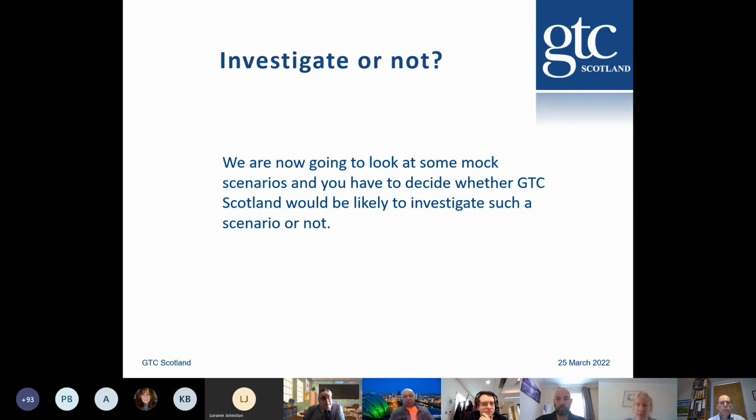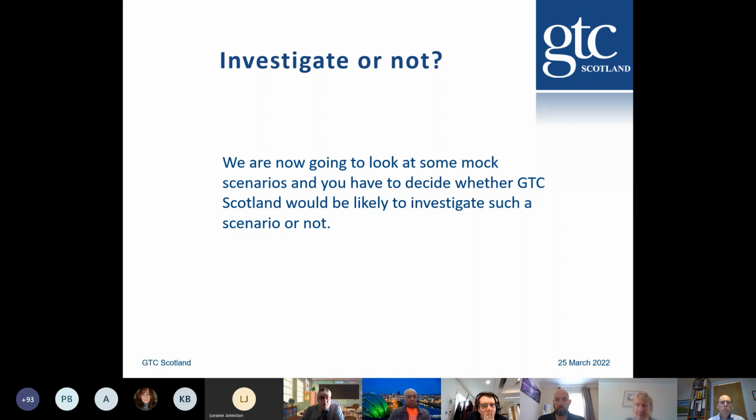What I want you to do here is to decide whether you think GTC Scotland would be likely to investigate such a scenario or not, and also to give reasons as to why or why not. This section is all about developing your thinking and understanding in this area. It's not about right or wrong answers, so simply go with your gut if unsure, and we can pick up the main points as we look at the different scenarios and develop that thinking and understanding.